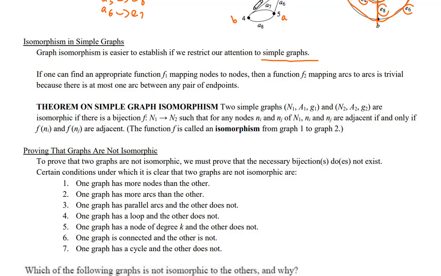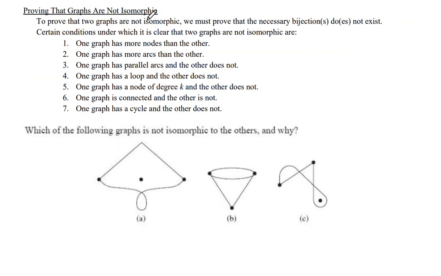So if this 4 and 5 are adjacent, that means the next one will be adjacent as well. To prove that graphs are not isomorphic, we must prove that the necessary bijection does not exist. A certain condition under which it is clear that two graphs are not isomorphic is, if one graph has more nodes than the other, then right there you say these are not the same graph, it's not the same structure. One graph has more arcs than the other.